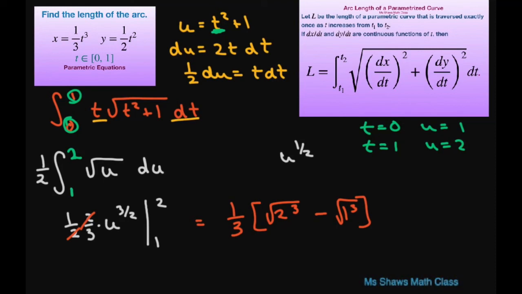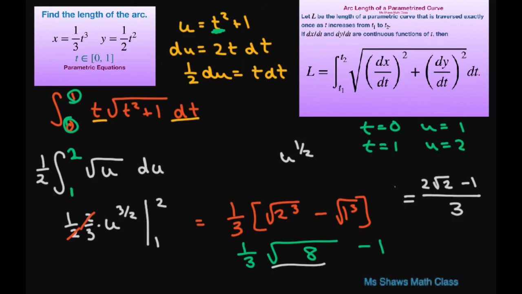All right, this equals 1/3 times the square root of 8 minus 1. And the square root of 8 can be written as 2 square root of 2. And then we have minus 1. And a better way to write this probably is just to move this 3 in the denominator. So this is your length right here.